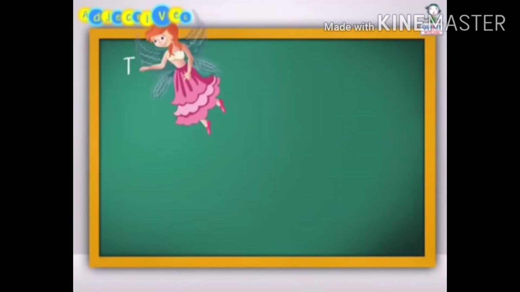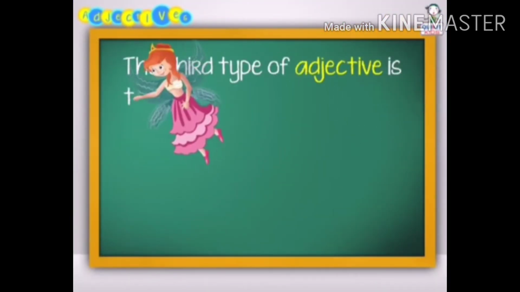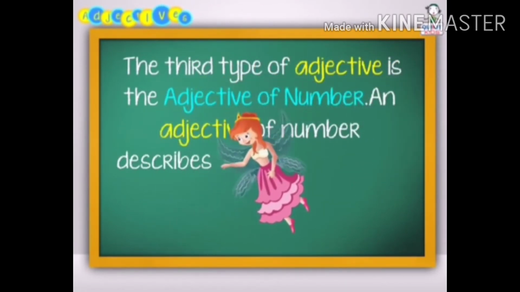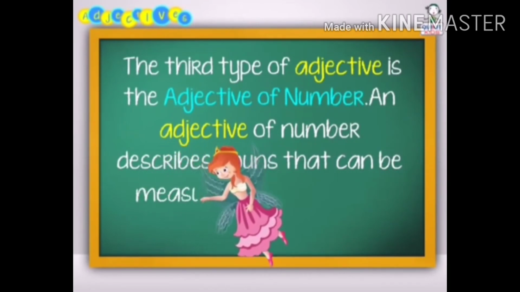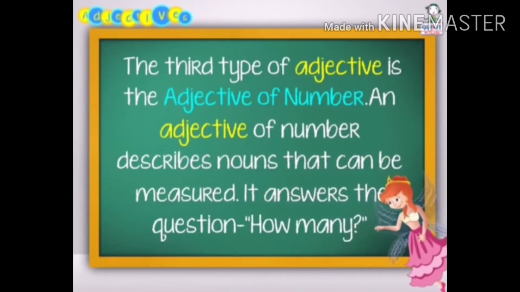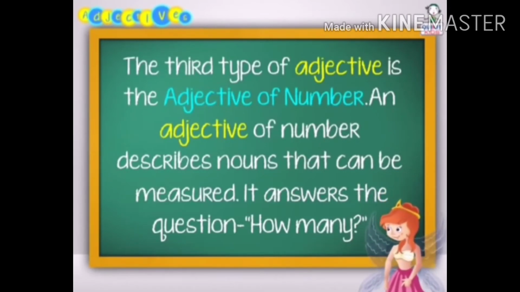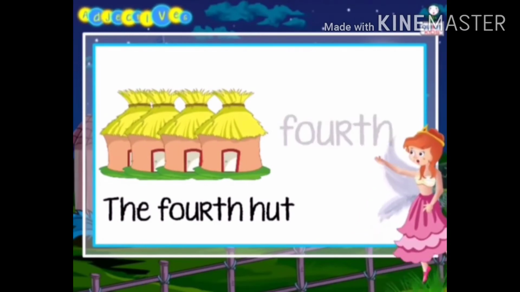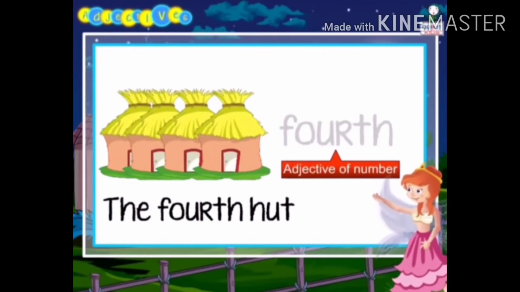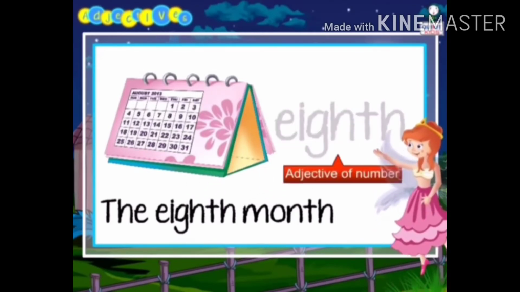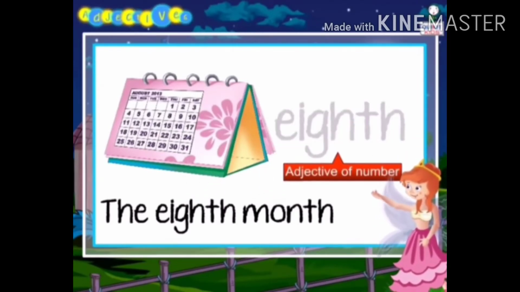Welcome, friends! The third type of adjective is the adjective of number. An adjective of number describes nouns that can be measured. It answers the question, how many? The fourth hut. Fourth is adjective of number. The 8th month. 8 is adjective of number.